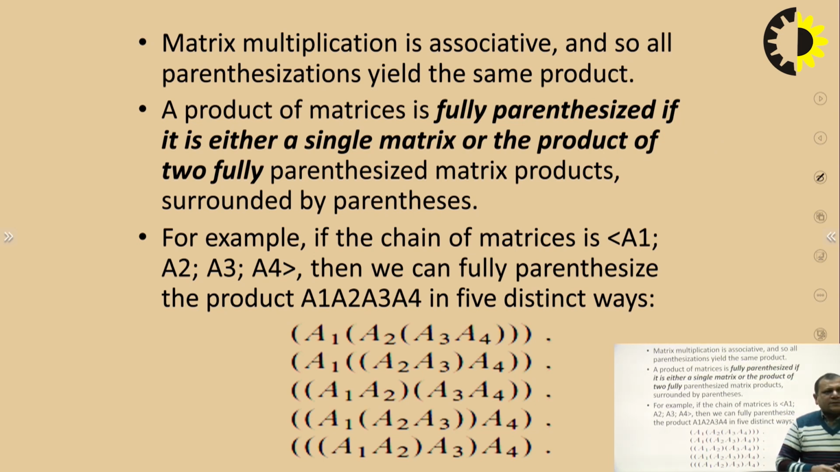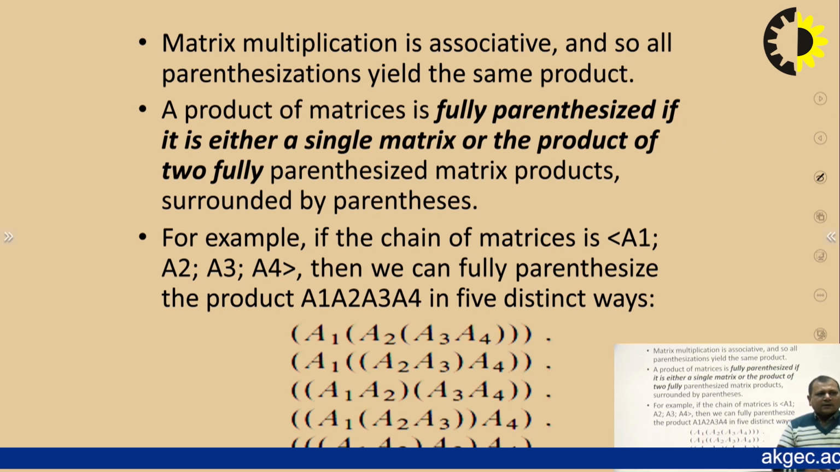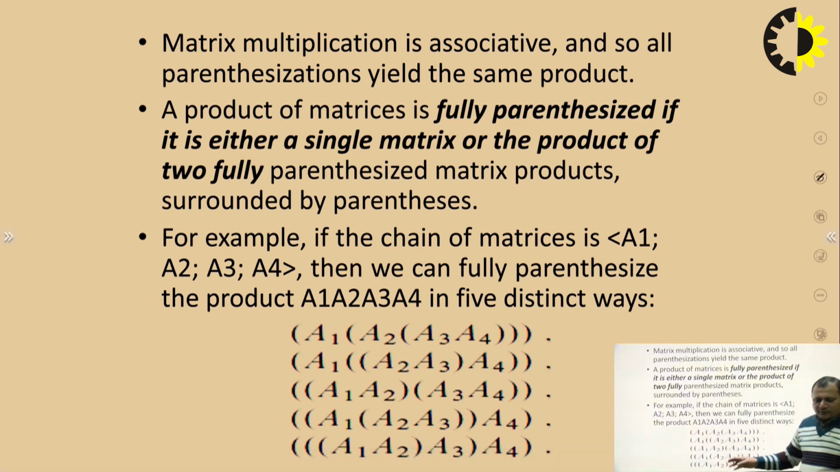A product of matrices is fully parenthesized if it is either a single matrix or the product of two fully parenthesized matrix products surrounded by parentheses. For example, if the chain of matrices is A1, A2, A3, A4, then we can fully parenthesize the product A1 A2 A3 A4 in 5 distinct ways. So these are the different ways by which we can multiply the product.